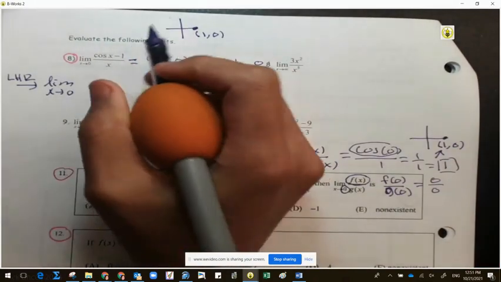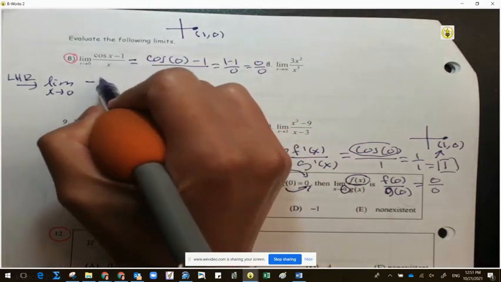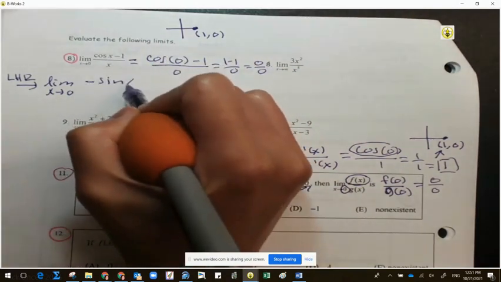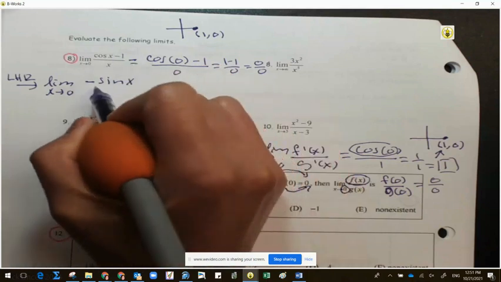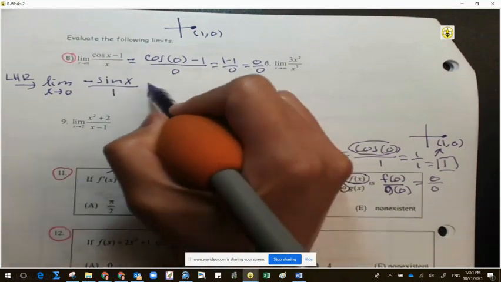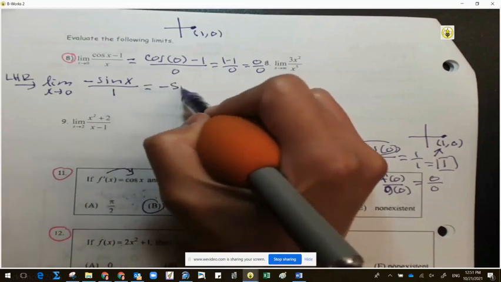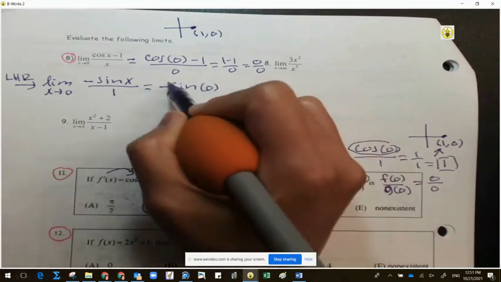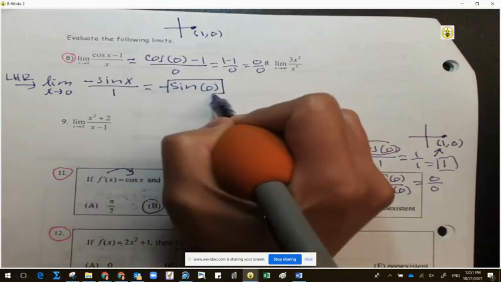What is the derivative of cosine? Negative sine of x. And do I care about the derivative of the constant? It's going to be 1. How about the bottom? Just 1. So this one says negative sine of 0. So I'm going to worry about this guy first.